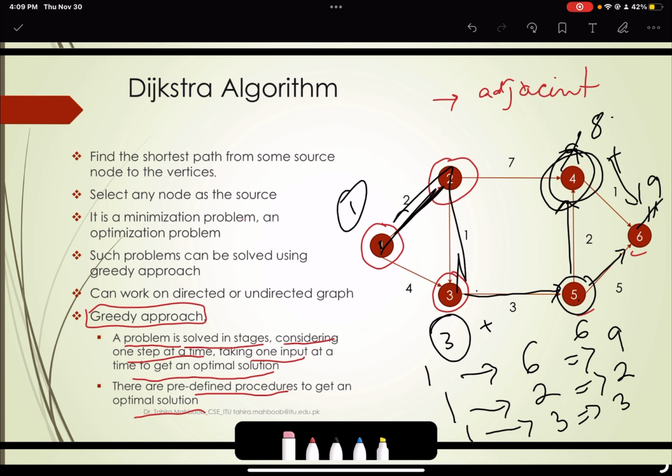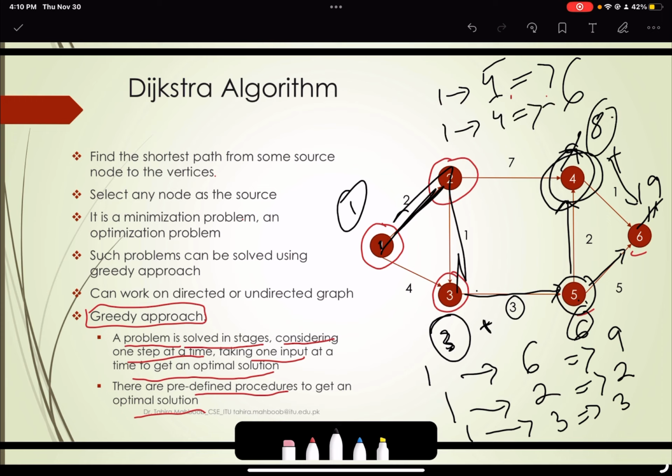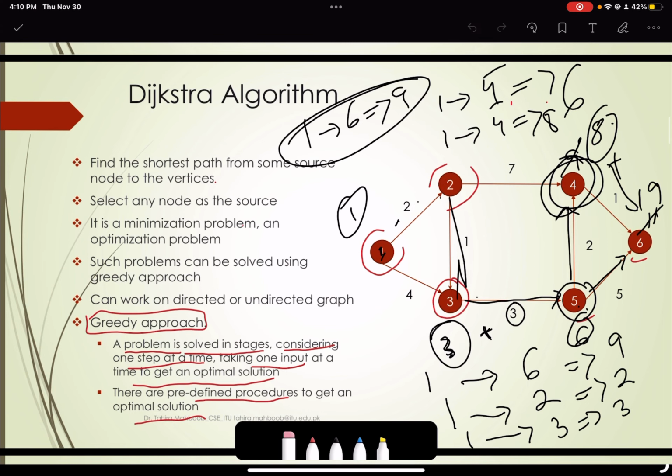The shortest distance to reach 4 from 1 is, rather, we first visit 5, so 1 to 5 is 3 plus 3, which is 6. The shortest distance to reach 4 from 1 is 8. And the shortest distance to reach 6 from 1 is estimated to be 9. So this is essentially how our algorithm operates.